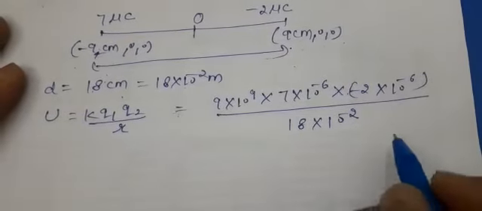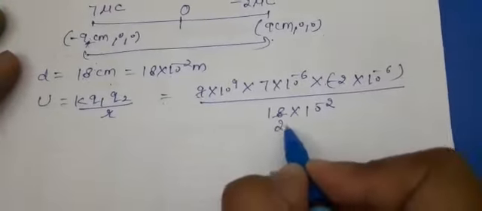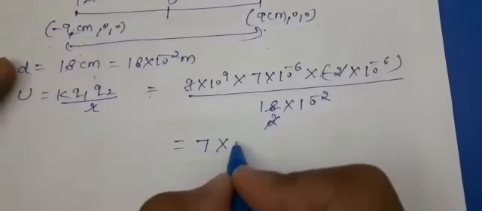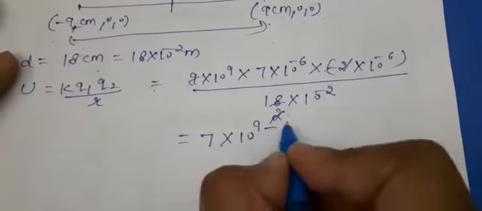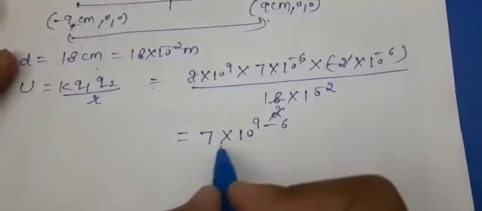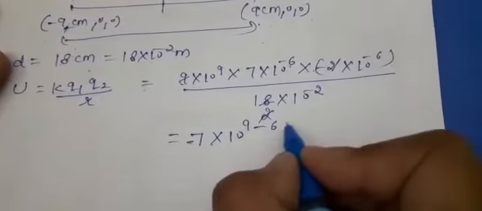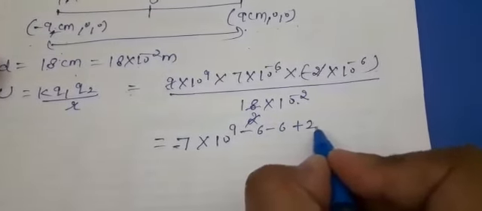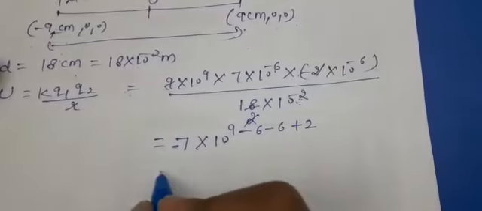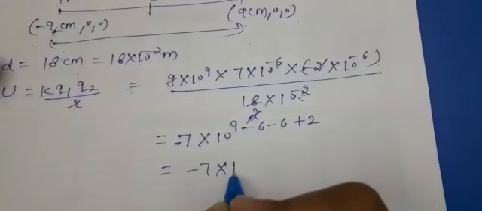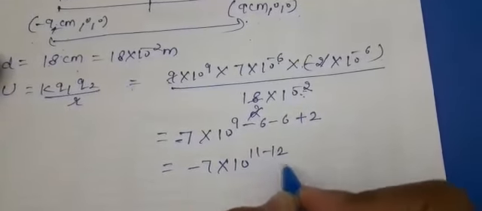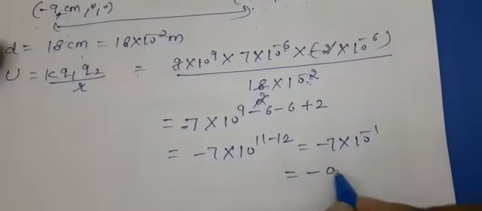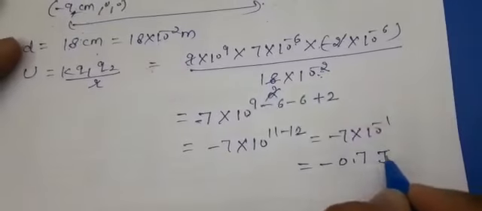So when you solve it, this gets cancelled. Then what will you get? 7 into 10 raised to the power 9. This is -6, the negative sign will come, and this is -6, and this is your +2. This -2 comes in the numerator. So -7 into 10 raised to the power 11 minus 12, this is -7 into 10 raised to the power -1. So it is -0.7 joule.